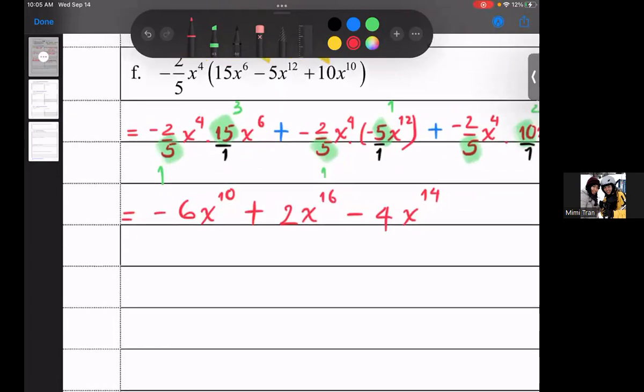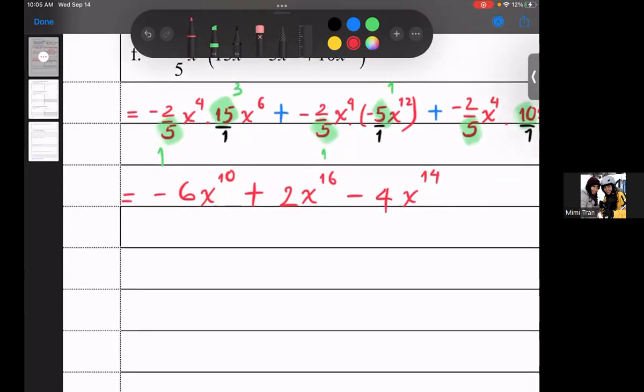Am I done yet? Why? Yeah, you need to write in standard form, which is descending order. So x to the 16 first. So 2x to the 16 minus 4x to the 14 minus 6x to the 10.